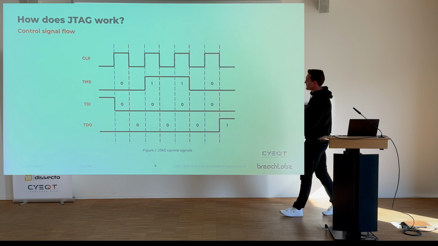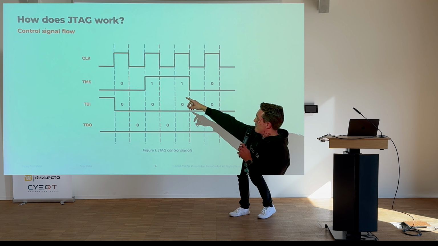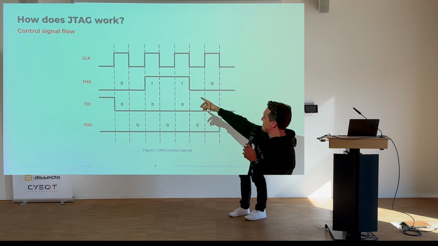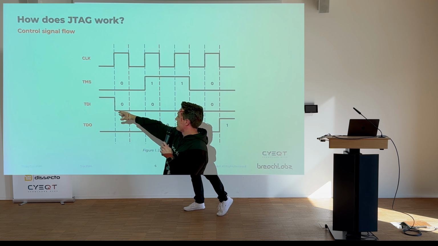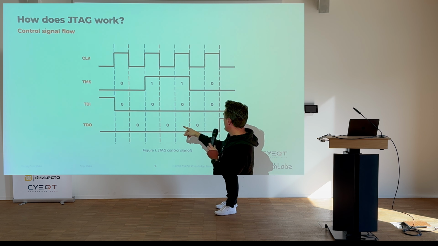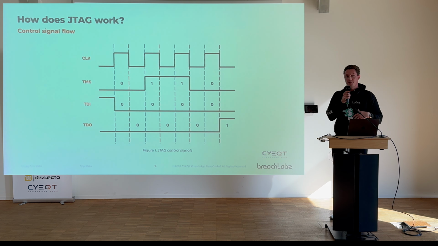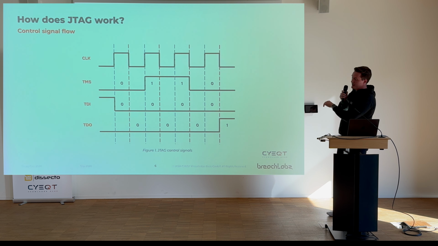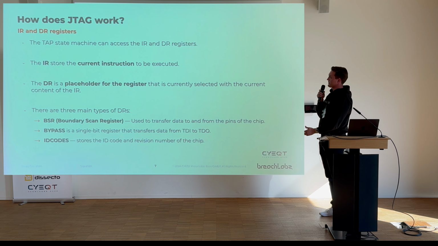Here we have a small example of the state machine. You can see the clock, and we have blue and red lines. You can see that TDI is always sampled on the rising edge, while TDO is sampled on the falling edge of the clock. This is how you can imagine it. Then we can directly jump into how it works.